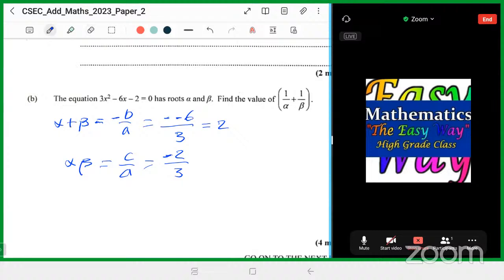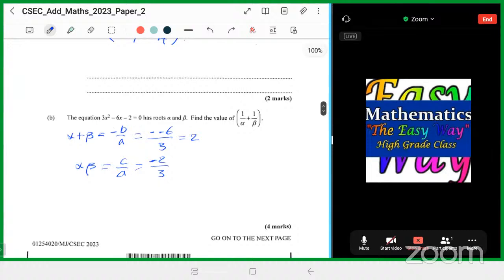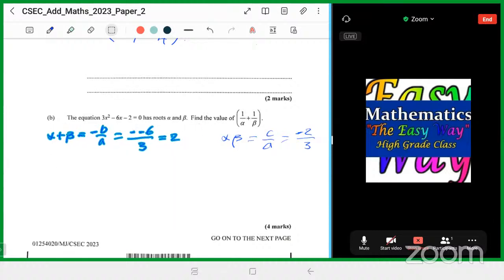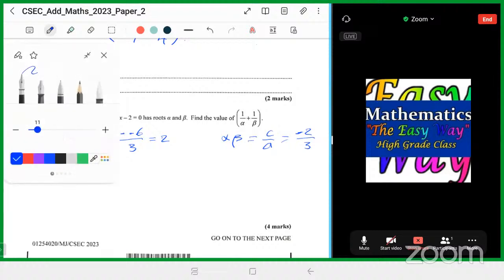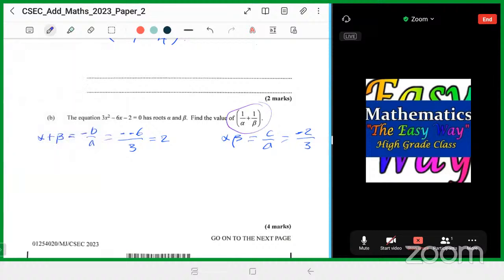I'm going to need them because I want to write this expression. We don't have a lot of space, so let me put these side by side. I wrote this part in purple. So now I'm trying to find this. It's going to be expressed in terms of alpha plus beta and alpha beta, so you now know those values.